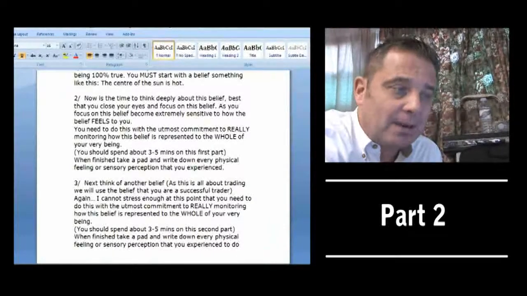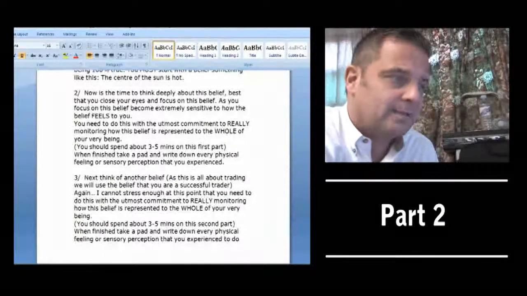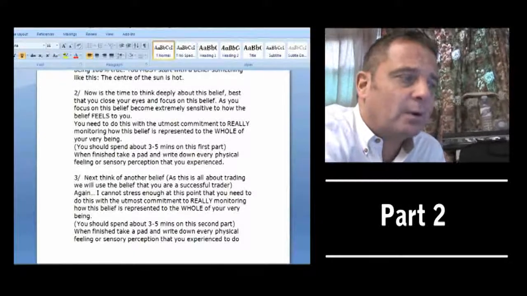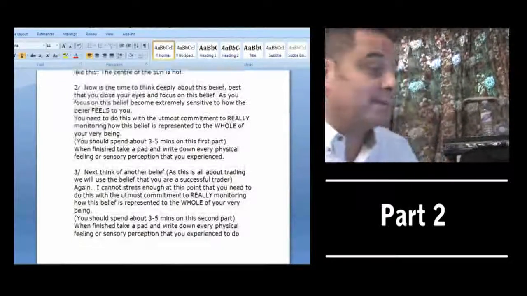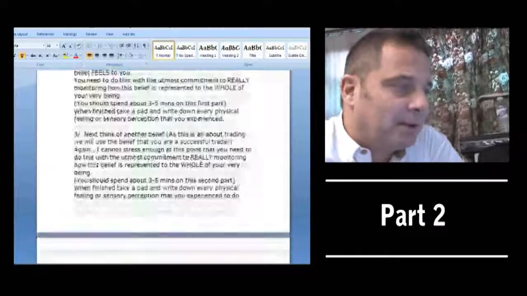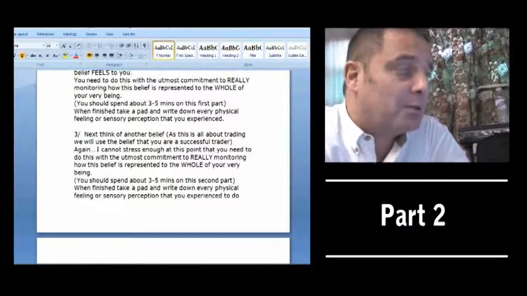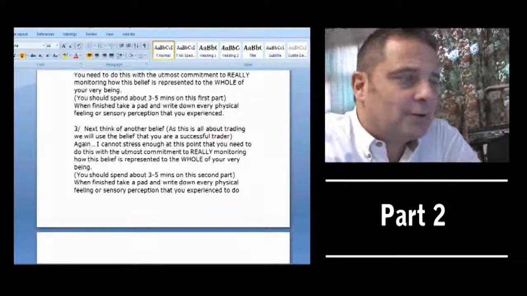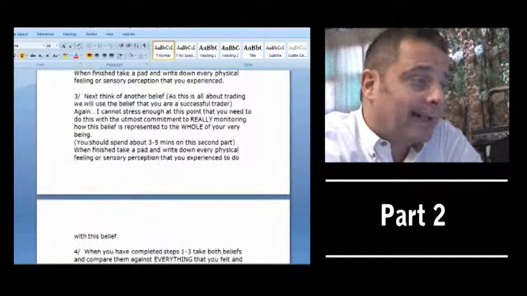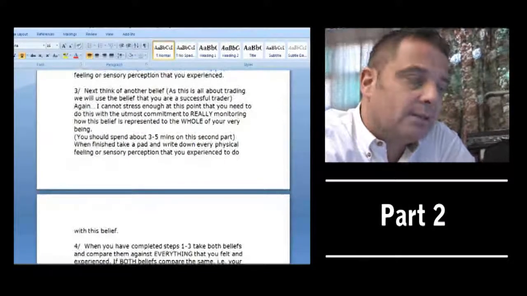You need to do this with the utmost commitment, and this is why I'll send you this document so you can really do it, as I did, to really monitor how this belief is represented to the whole of your being. Now, we're not going to have time to sit here and do this exercise now, but I strongly urge you to do it. Next, think of another belief. As this is all about trading, we will use the belief that you are a successful trader and you are making money. Again, I cannot stress enough at this point that you really need to do this with the utmost commitment to really monitoring how this belief is represented to the whole of your being. And again, you need to spend some time to do that.